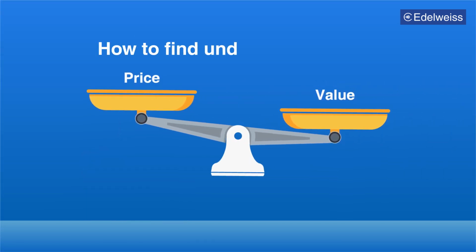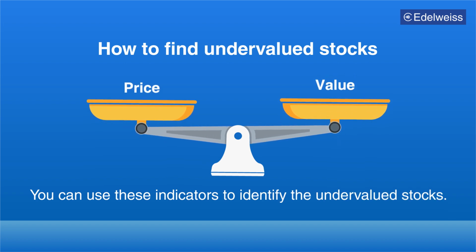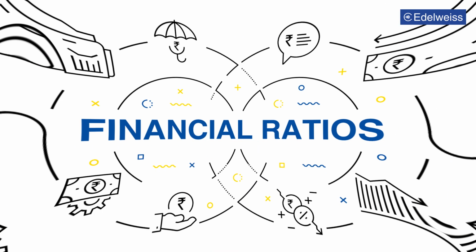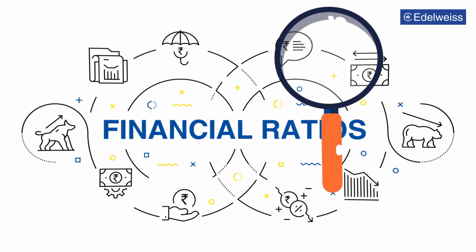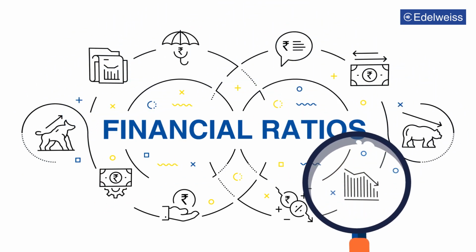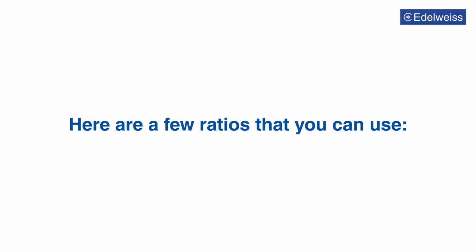How to find undervalued stocks? You can use these indicators to identify undervalued stocks. Financial ratios. There are multiple ratios that will help you understand how the company is performing compared to its peers and industry standards. Here are a few ratios you can use.